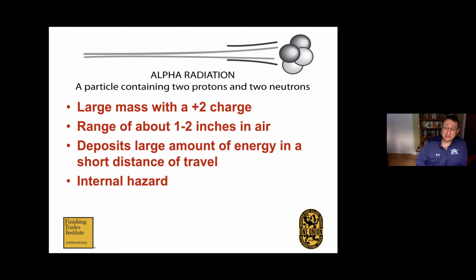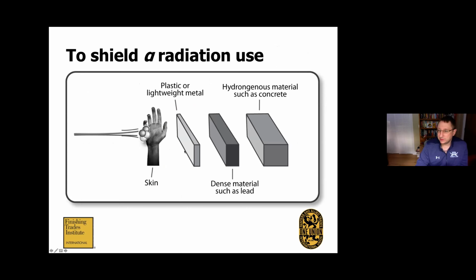If it gets inside of our body, that small amount of energy and motion is going to travel and cause a lot of havoc. And we consider it an internal hazard, because what is going to stop it is intact skin. A sheet of paper will stop it. And once you get up to plastic or heavy material, you don't need to worry about it, because paper will stop it.